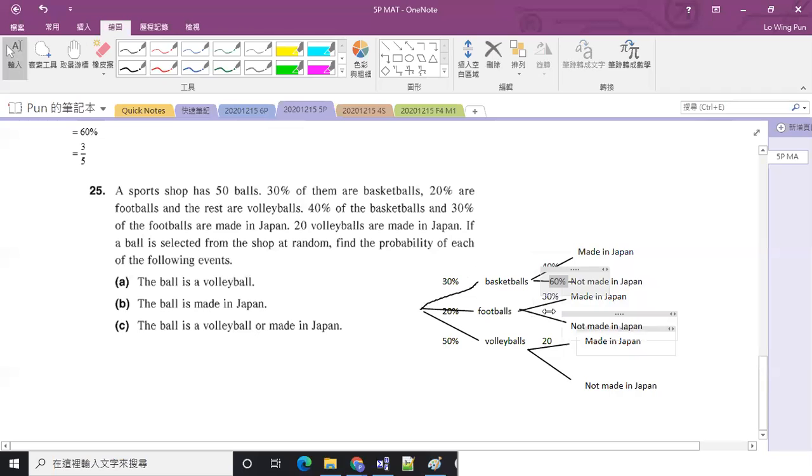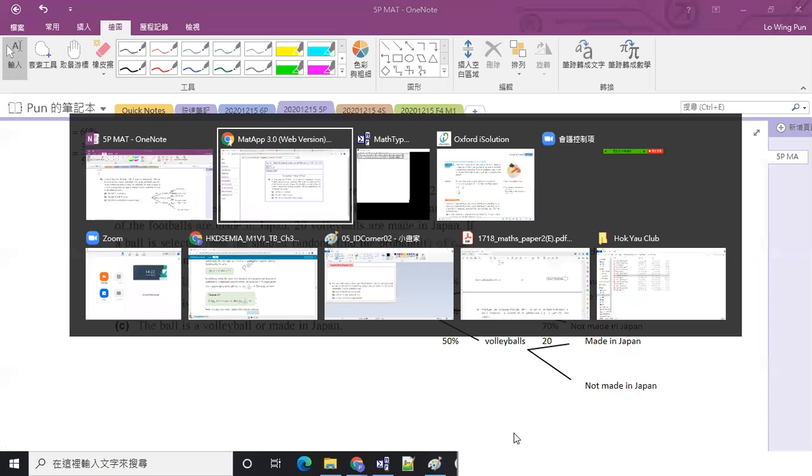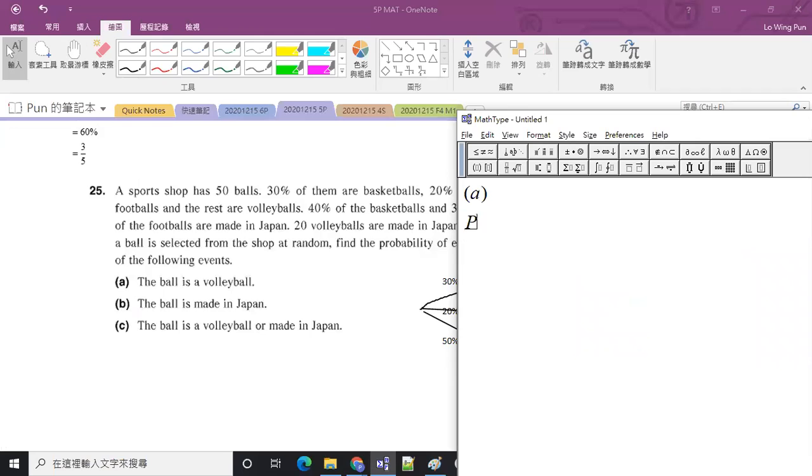Okay, and then if 30% of the footballs are made in Japan, which means that there will be 70% of the footballs which are not made in Japan. 好啦，但係排球我哋未知嘅，因為佢而家只係得數字，所以其實我哋可以計埋有幾多個出嚟先。不過呢度我哋睇下使唔使計啊？我哋先睇睇佢問啲咩先。In part A, I just want to find the probability that the ball is a volleyball. Okay, P volleyball.